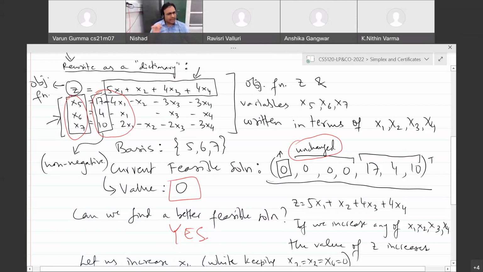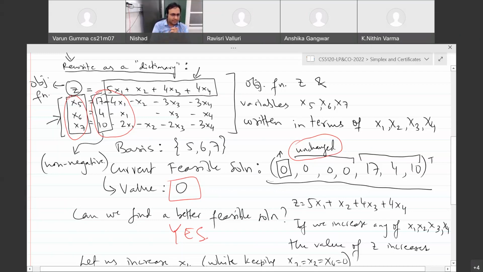But now it's not so clear what to increase and how much you can increase by. It seems more complicated than before. So what we are going to do is write a second dictionary by doing some row manipulations, right?